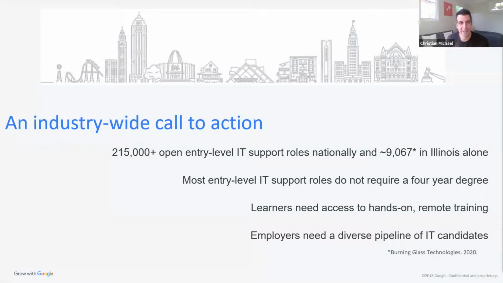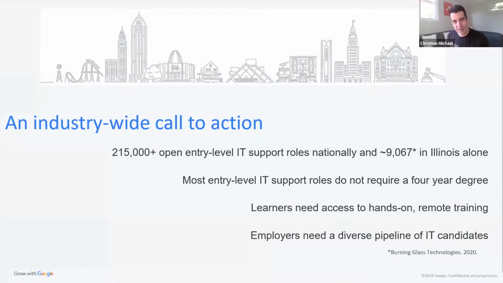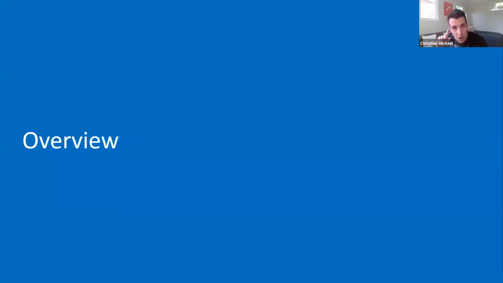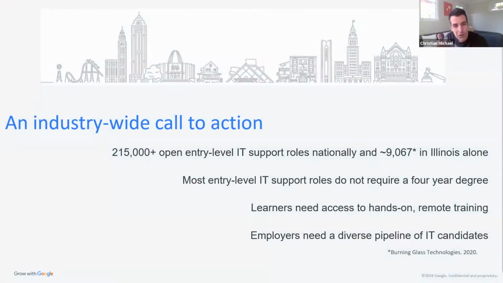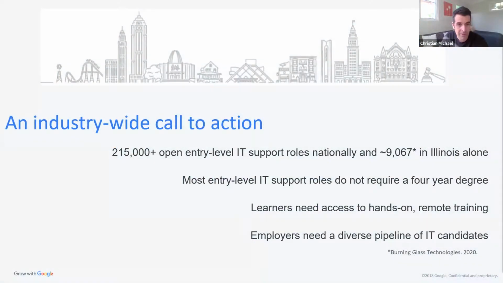Yeah, right there. So we wanted to make these opportunities available to everyone. There are over 215,000 jobs in IT support in the US, and that number is projected to grow by 10% by 2026, faster than the average of all other occupations. In Illinois alone, there are over 9,000 of these positions, according to the most current Burning Glass data.